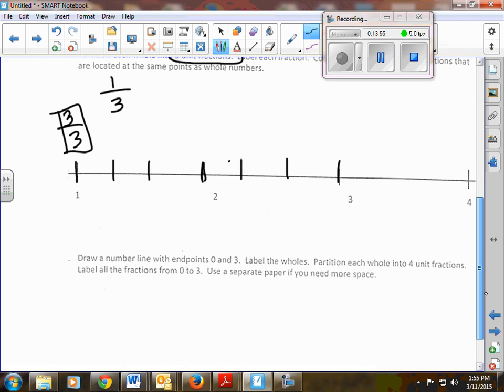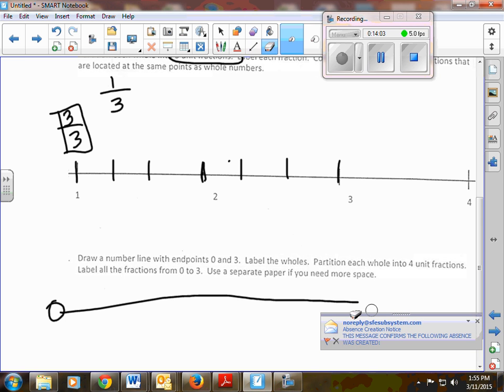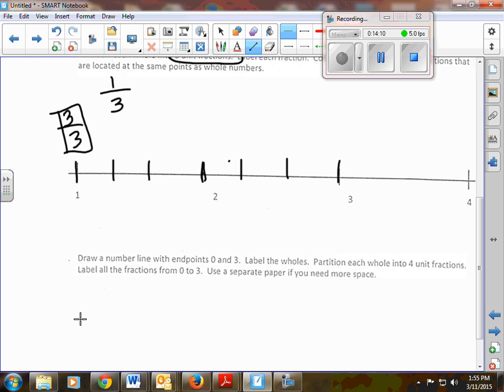Okay? On the bottom it says draw a number line with endpoint 0. I do not like this number line. Hold on just a second. Be patient with me. Let me get a straight number line. Hey, how about that? Don't you wish you had one of those tools at home?